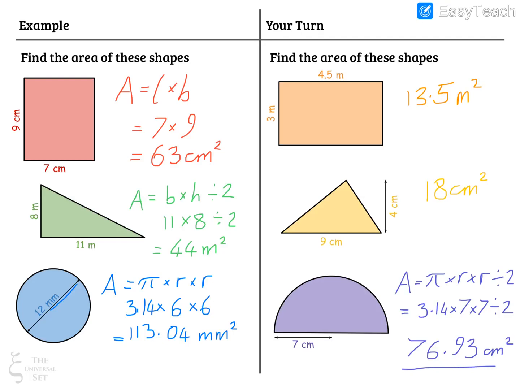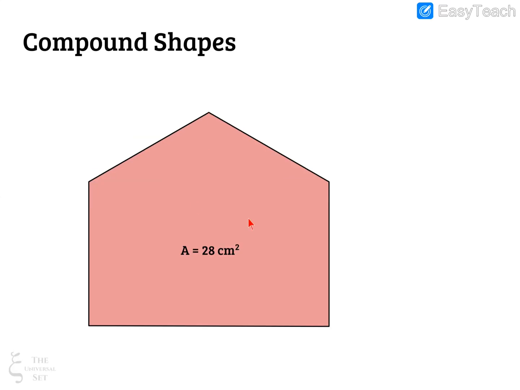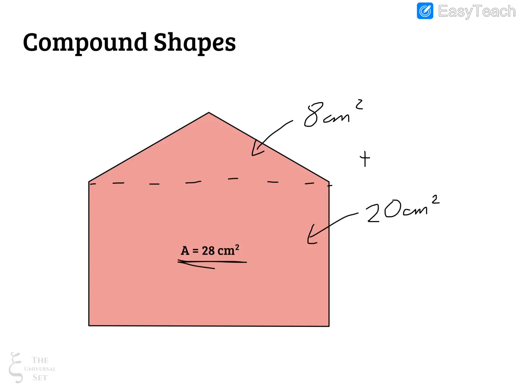So now we're going to be looking at compound shapes, like I said right at the start. So if I had this rectangle here, and I knew that this rectangle had an area of 20 centimetres squared, and I also had a triangle like this, and I knew that the area of that triangle was 8 centimetres squared, if I was to make a sort of house shape by putting the triangle on top of the rectangle, like this, then I'd know that the area of that shape is 28 centimetres squared, because the area of the triangle we said was 8 centimetres squared, and the area of the rectangle we said was 20 centimetres squared. So all I'm doing is adding those together, and we get our answer of 28 centimetres squared.